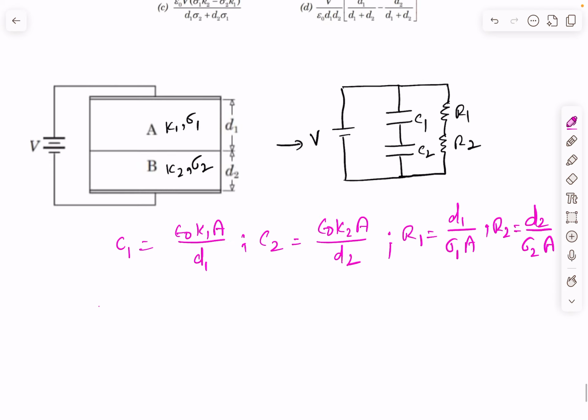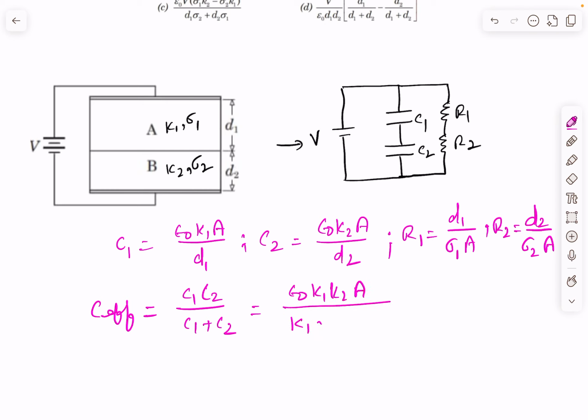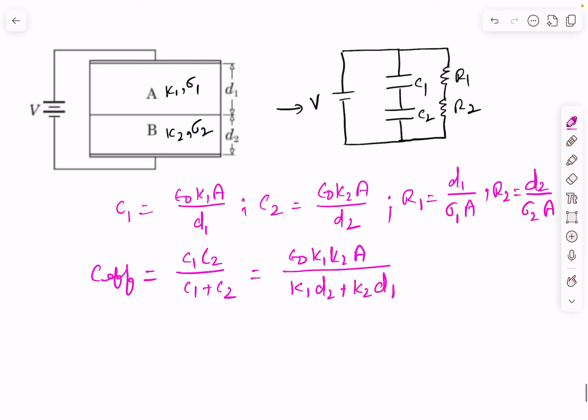So equivalent capacitance C effective in a series combination can be written as C1 C2 upon C1 plus C2. And if we put in the values of C1 C2 from above in this equation, and after solving, we will get epsilon naught K1 K2 into area upon K1 D2 plus K2 D1.